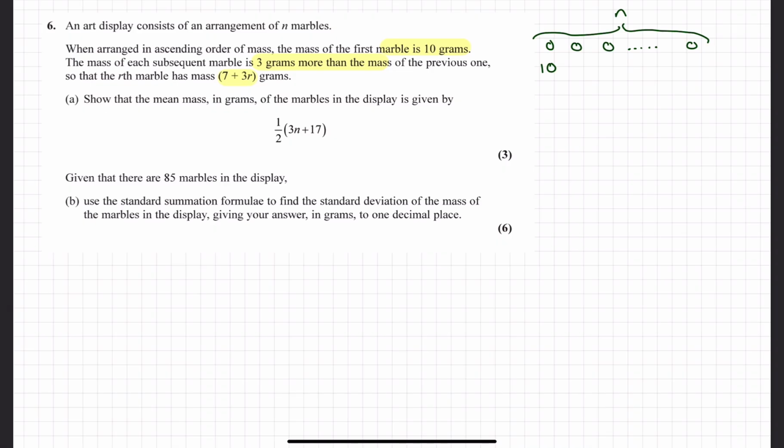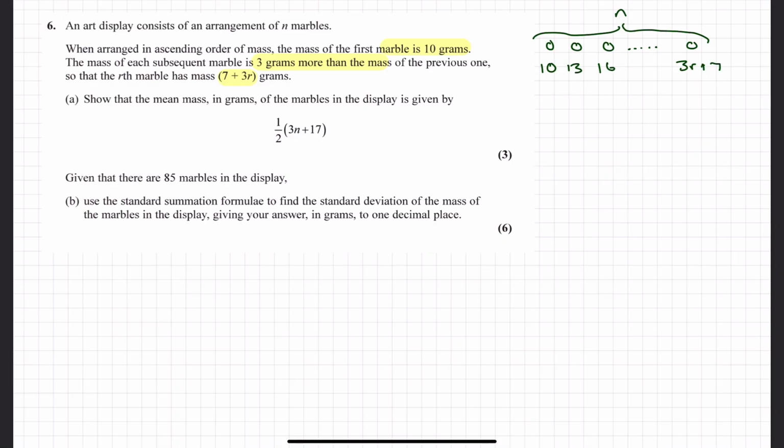So 7 plus 3r. So we got 13 grams, 16, all the way up to, I want to write it as 3r plus 7. Makes it a bit easier. So what we can see here is it's an arithmetic sequence. So it's 3n plus 7. And the n in this case is r. That's fine. We want to find the mean mass.